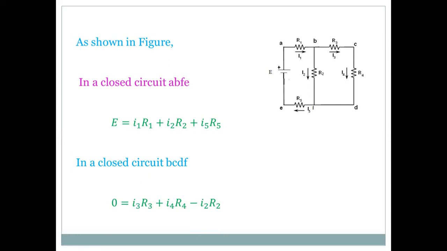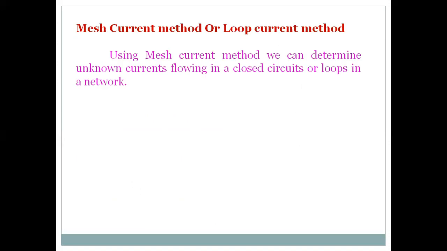Now we will see the mesh current method. By using this mesh current method, we can determine the unknown currents flowing in closed circuits, or closed loops, in a network. Of course, Kirchhoff's second law is also used for the measurement of currents in a closed circuit, but for complicated circuits, we can use this mesh current method, or loop current method.